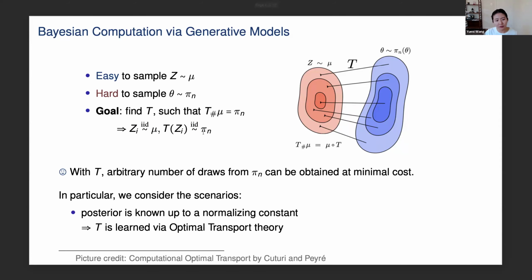The benefit of using generative models is that once I learn such a push forward mapping T, I can generate arbitrary numbers of draws from the target distribution at a very low computational cost. In this talk, we consider the scenario where the posterior is known up to a normalizing constant. So this is your sampling one-on-one situation. And we will find such a map T using guidance from optimal transport theory.